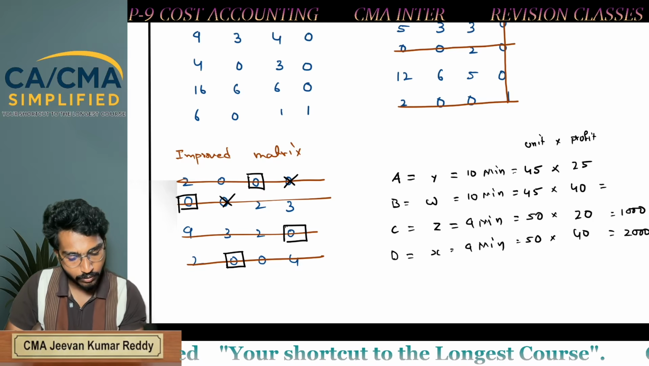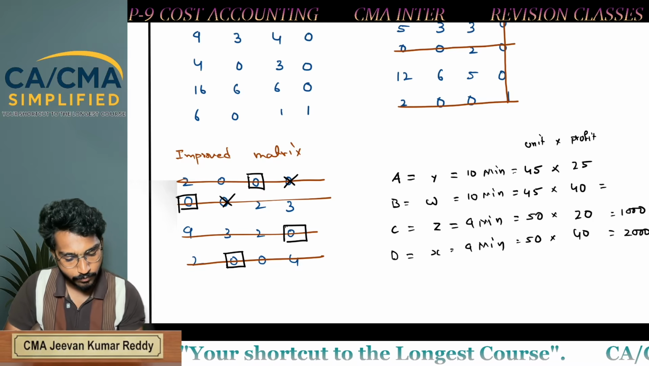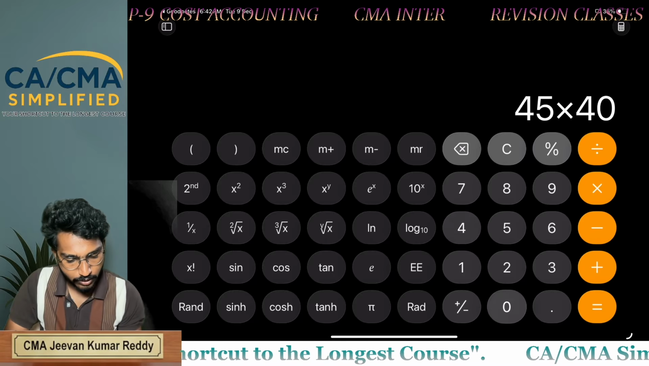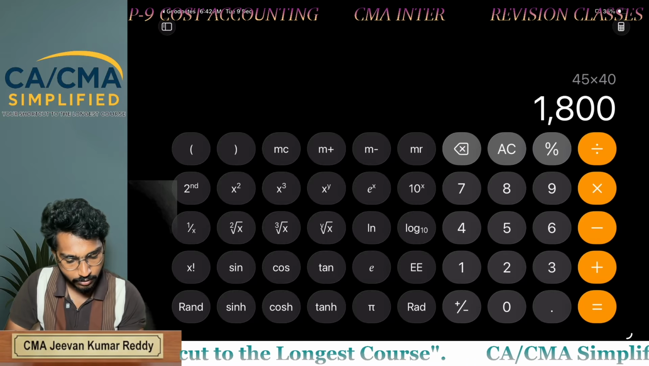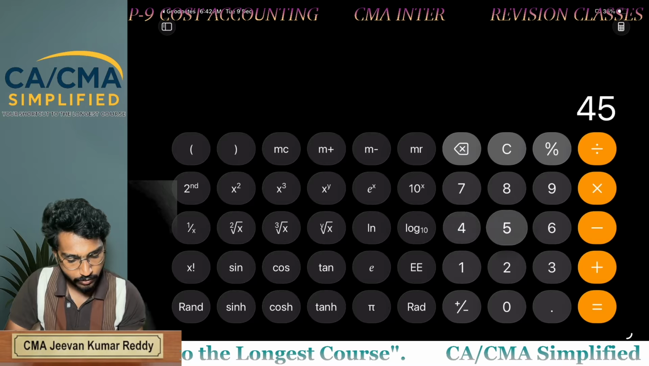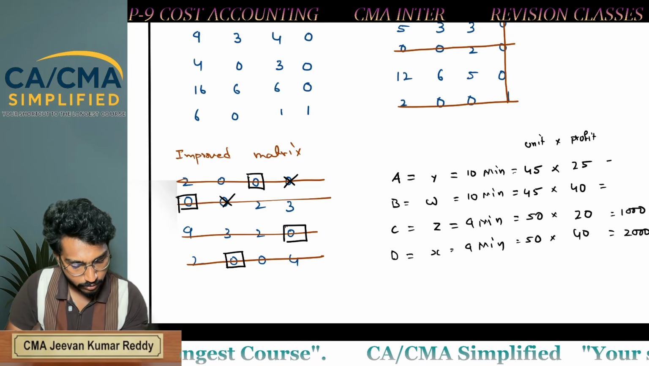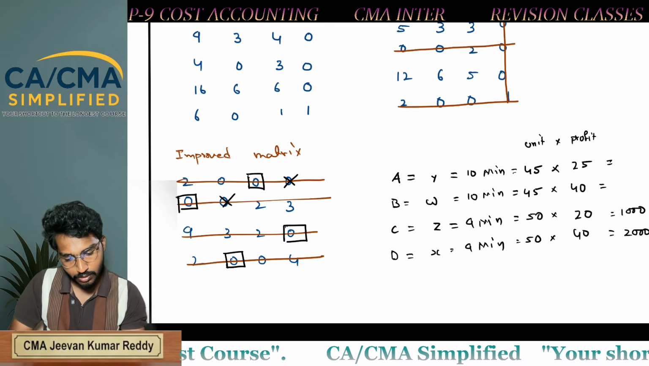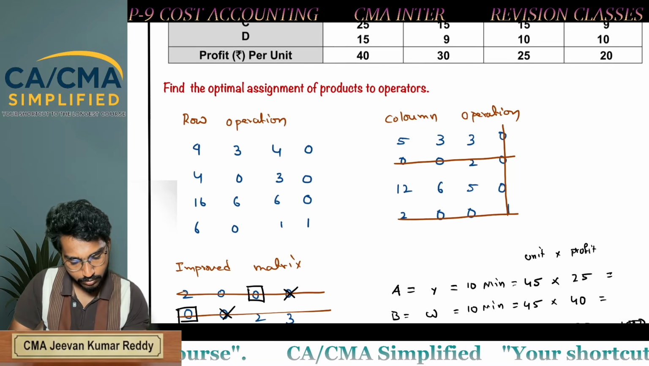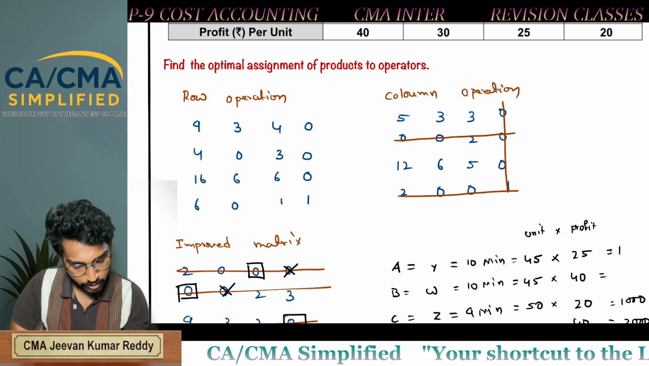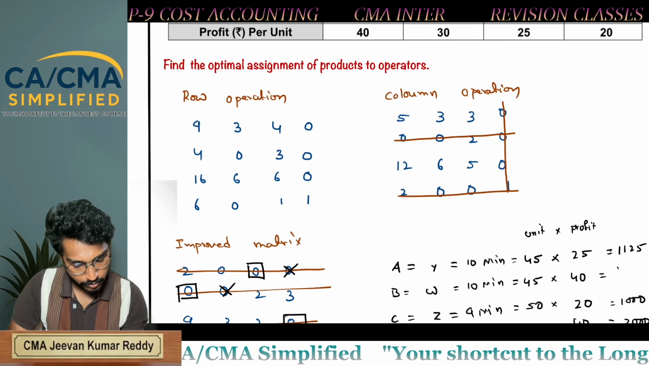45 into 40, 1800. 45 into 25, 1125. 1125, 1800.